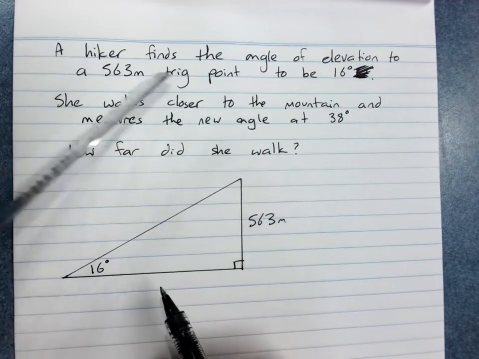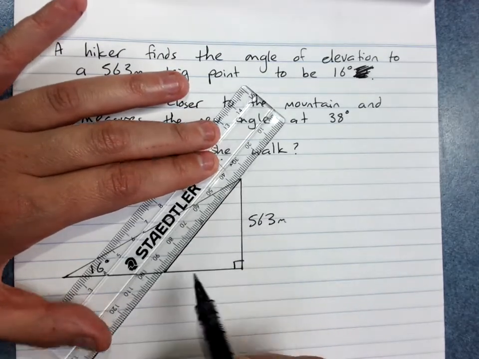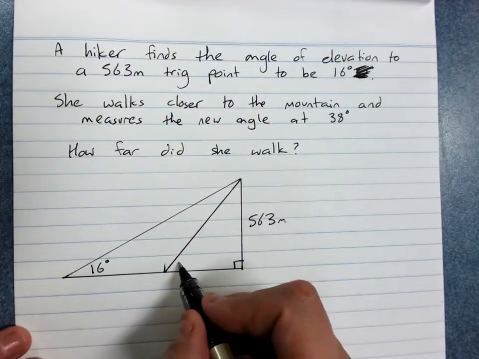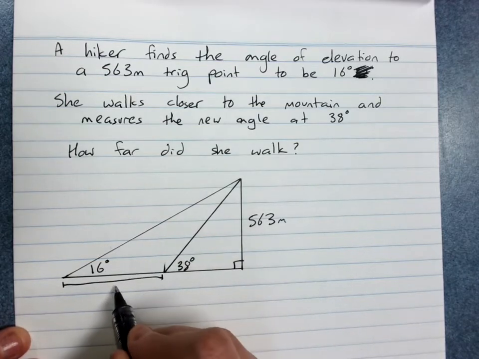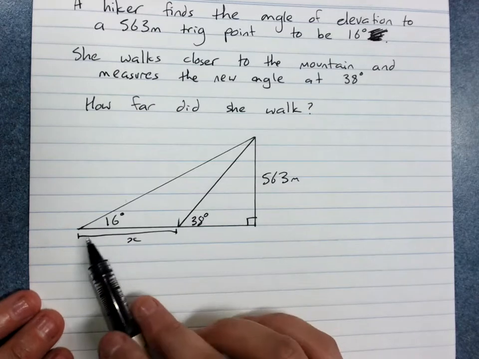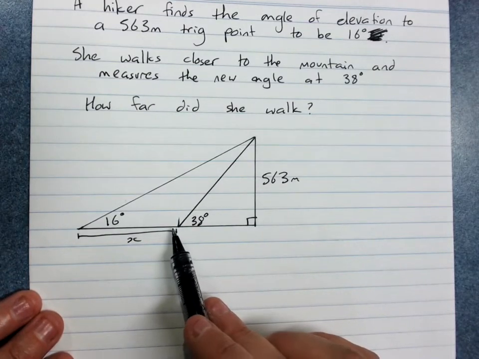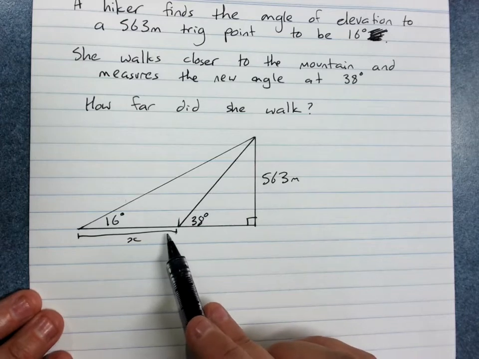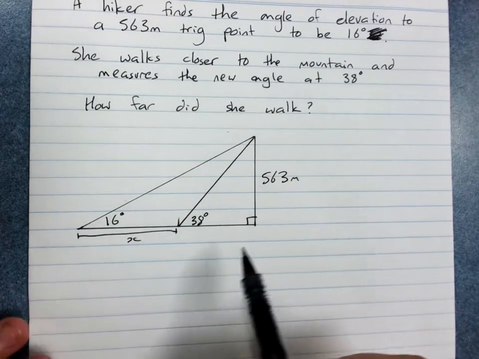She walks closer to the mountain and measures the new angle at 38 degrees. How far did she walk? That is our x. Now, that is not a number that you can find right off, because that is not a part of a right-angled triangle. It is a part of a non-right-angled triangle, and we don't do that, not yet.